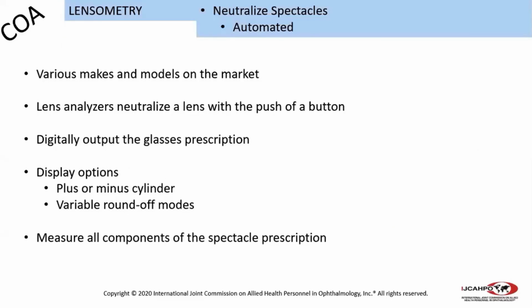There are various makes and models of automated lensometers. Lens analyzers neutralize a lens with the push of a button and digitally output the glasses prescription. There are different display options. You can pick plus or minus cylinder and variable round-off modes. They measure all components of the spectacle prescription: sphere, cylinder, axis, and add power, as well as prism.